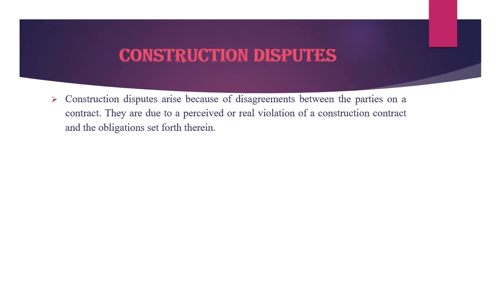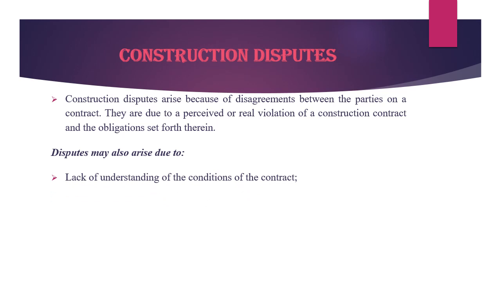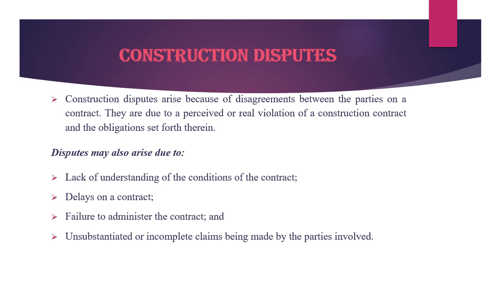So, construction disputes arise because of disagreements between the parties on a contract. They are due to a perceived or real violation of a contract and the obligations set forth therein. Disputes may also arise due to the following reasons: lack of understanding of the conditions of the contract, delays on a contract, failure to administer the contract, and unsubstantiated or incomplete claims being made by the parties involved. So these are some situations due to which disputes may arise.